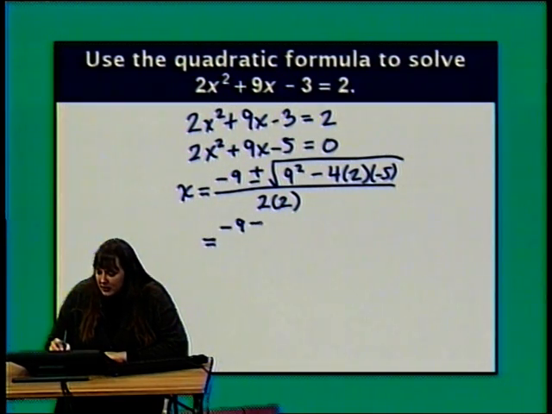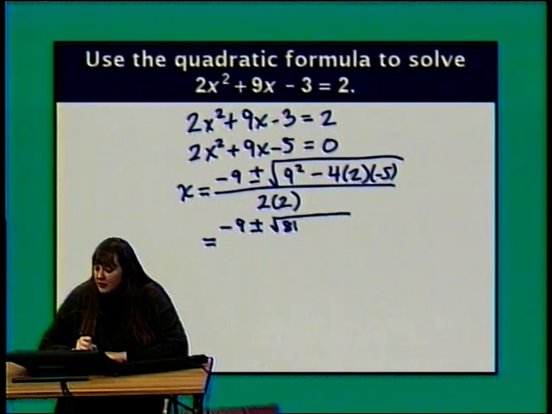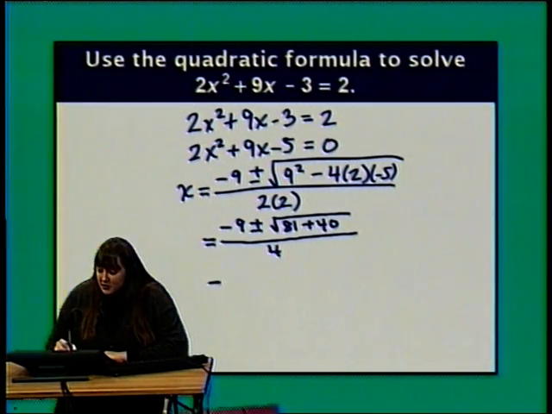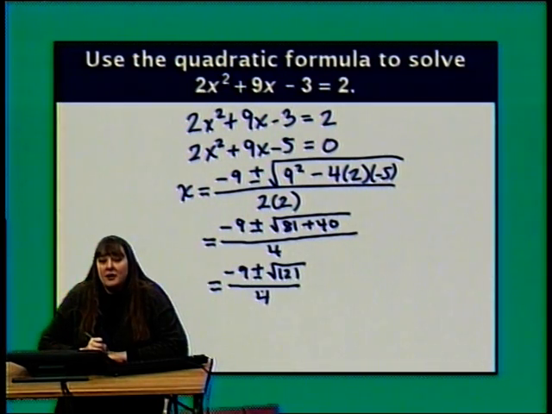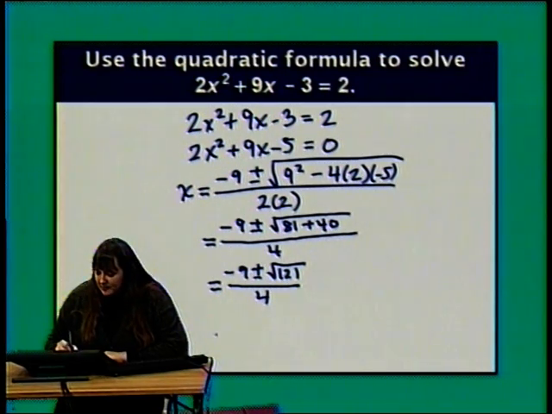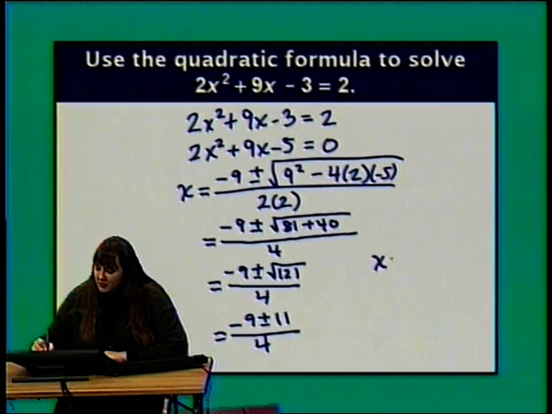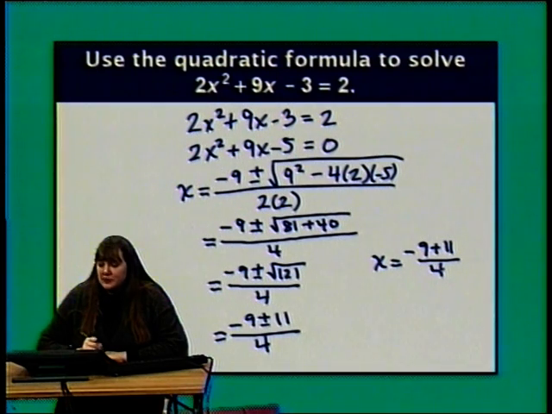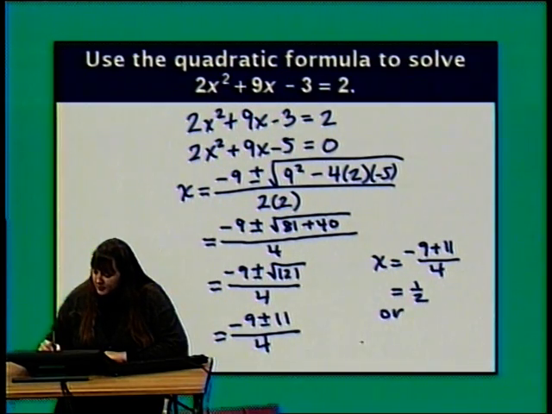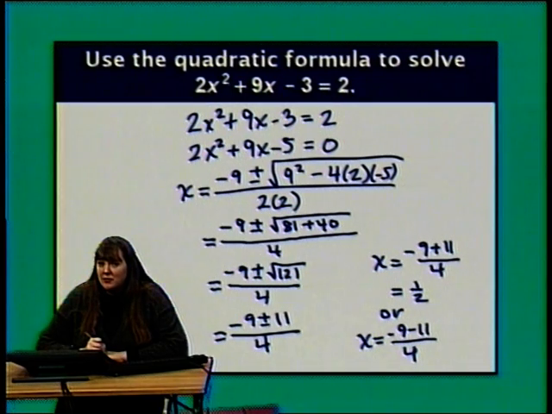So I have negative 9 plus or minus the square root of 81 minus 4 times 2 times negative 5, that's going to be positive 40, all over 4. So I have negative 9 plus or minus the square root of 121 over 4. 121 is a perfect square. 11 squared is 121. So I have negative 9 plus or minus 11 over 4. So either x is negative 9 plus 11 over 4. That's 2/4, which is 1/2. Or x is negative 9 minus 11 over 4. That's negative 20 divided by 4, which is negative 5.